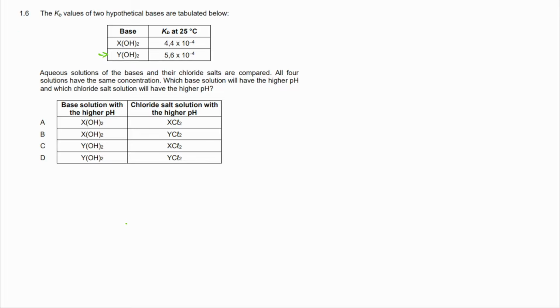They say aqueous solutions of the bases and their chloride salts are compared. All 4 solutions have the same concentration. Which base solution will have the higher pH? And which chloride solution will have the higher pH? If we have a higher pH, as we go towards a higher pH like 14, that means we are getting more basic. Above 7 is basic, so that is a high pH.